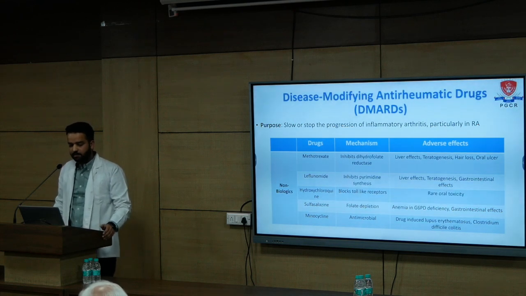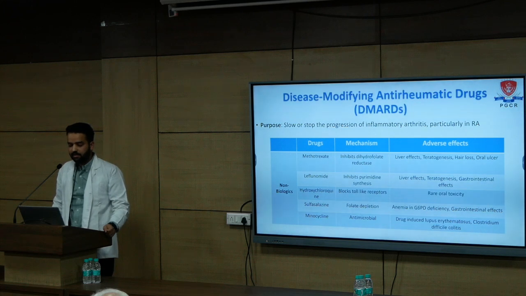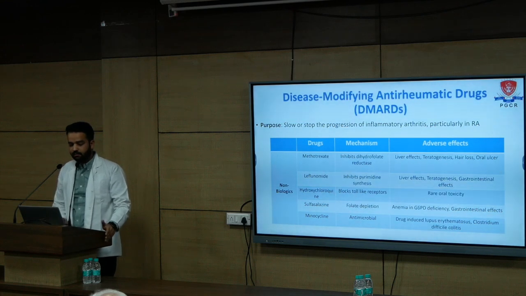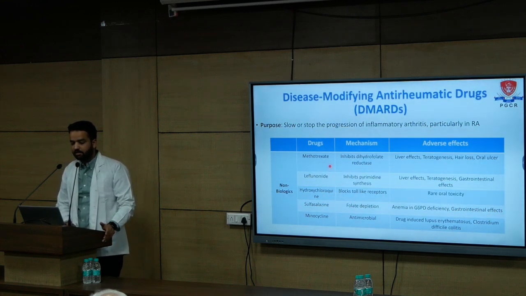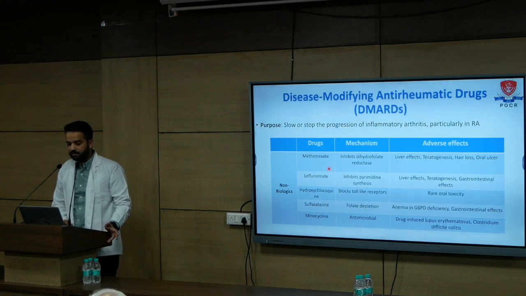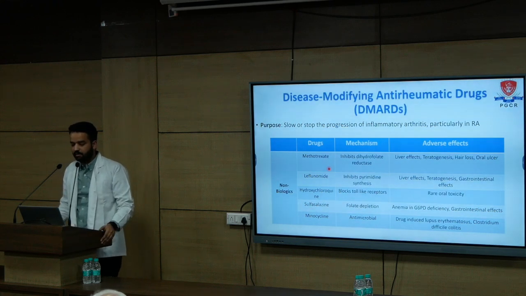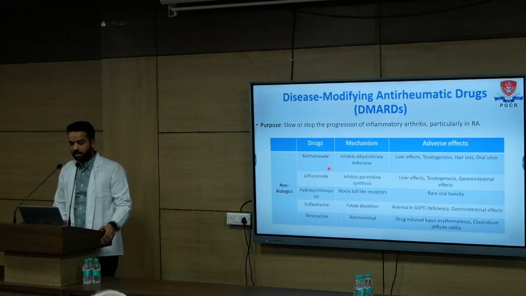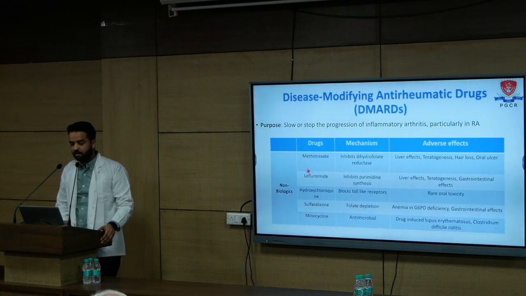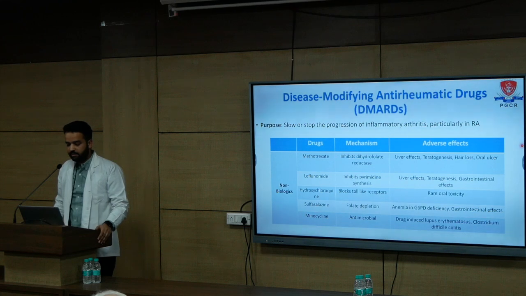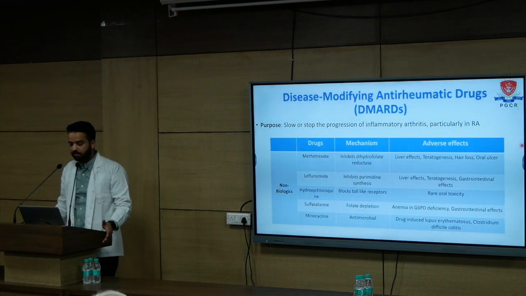The purpose of using DMARDs is to slow or stop the progression of inflammatory arthritis, particularly rheumatoid arthritis. The DMARDs can be non-biologics or biologics. In non-biologics, the first one is methotrexate, which is the first line drug for rheumatoid arthritis. Its adverse effects are liver effects and teratogenicity. And in cases where methotrexate is not tolerable, we can go for leflunomide, which inhibits pyrimidine synthesis, and the adverse effects are the same, liver effects and teratogenicity.